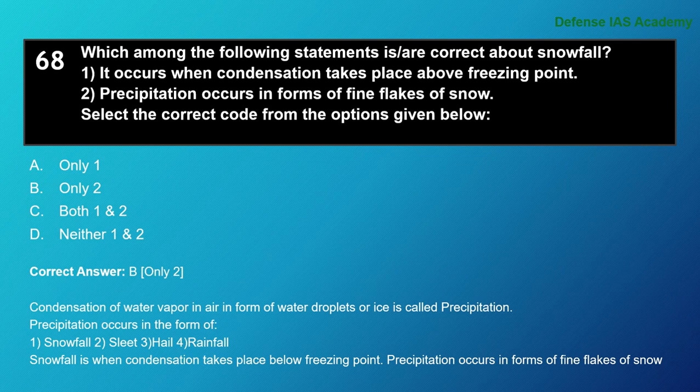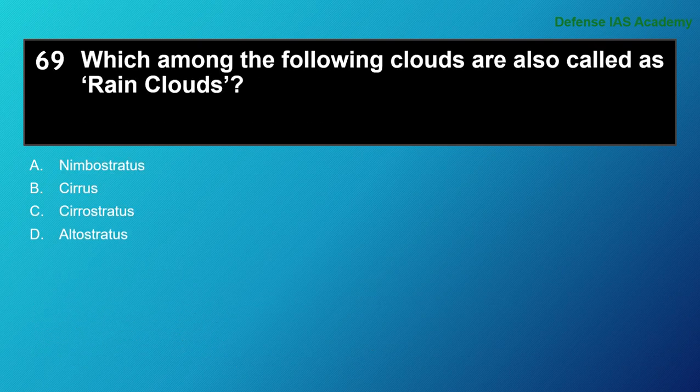Condensation of water vapor in air in the form of water droplets or ice is called precipitation. Precipitation occurs in the form of snowfall, sleet, hail and rainfall. Snowfall is when the condensation takes place below freezing point. Precipitation occurs in the form of fine flakes of snow.